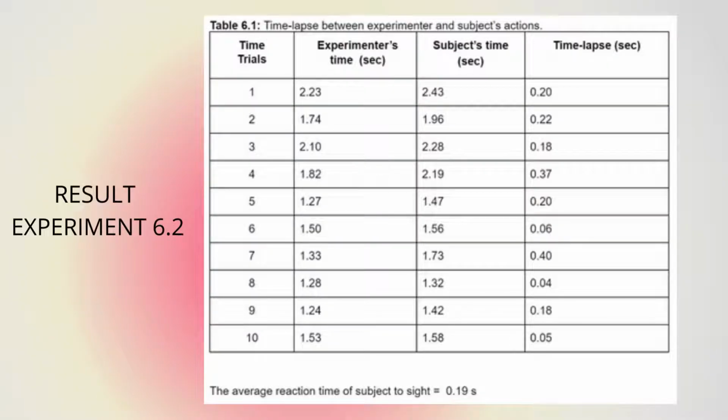From experiment 6.2, we can conclude that the time lapse for each trial differs from each other. The trial that recorded the lowest time lapse is trial 8, which is 0.04 seconds, and the trial that recorded the highest time lapse is trial 7, which is 0.4 seconds. The average reaction time of the subject to the sight is 0.19 seconds.